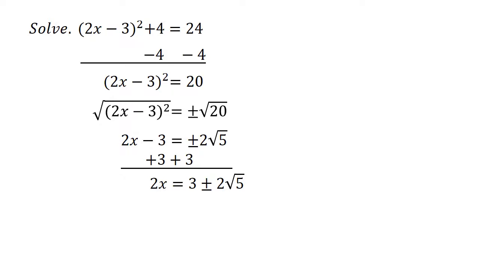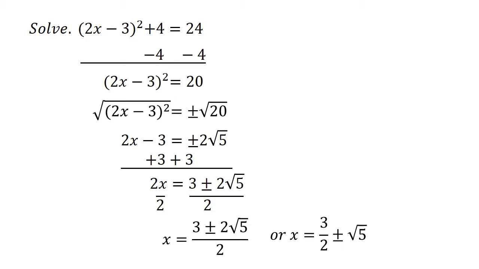And I need to get rid of that coefficient on my x, so I'm going to divide both sides by 2. Now I could leave this as a single fractional statement like this, or if I chose to, I could split this into 2 fractions, 3 over 2 plus or minus 2 root 5 over 2. And if I did that, you'd notice the 2 in front of the root 5 would cancel out, but the 3 would still be over 2. If for some reason you thought that was a nicer way to write the answer, you could do that. Either one of these answers is okay.